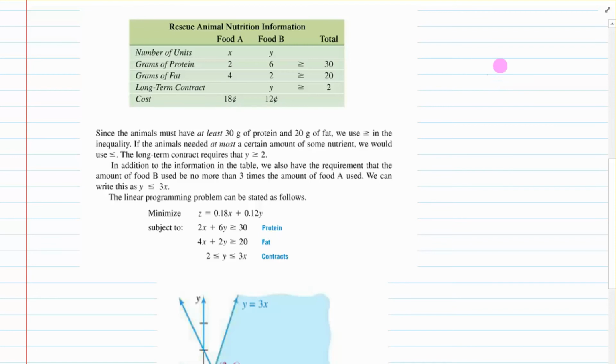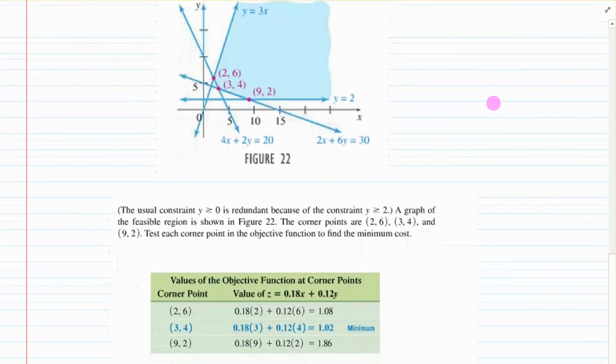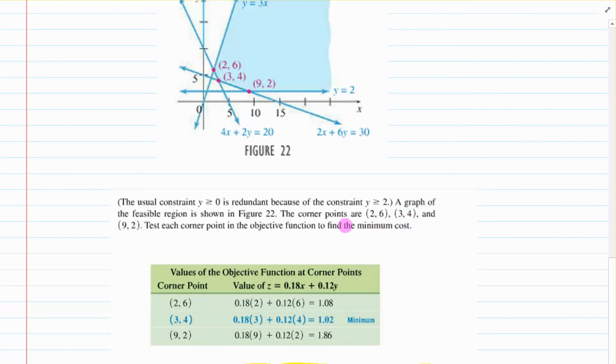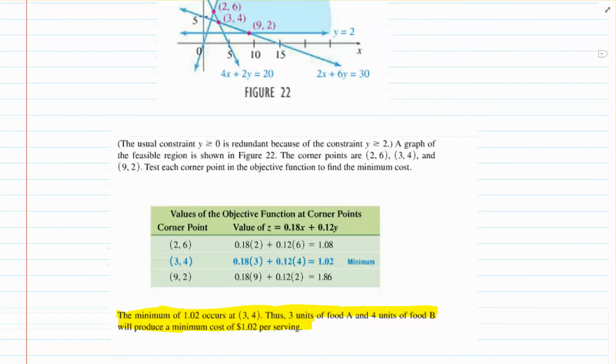That's the contracts. So if they went down here and they graphed those lines, the constraints, we had y equals 2, we had y equals 3x, that's that thing separated, and then we had 2x plus 6y equals 30, and 4x plus 2y equals 20. So we did that. Here is our region that we're going to look at. We've got 3 corner points. Corner points are (2, 6), (3, 4), and (9, 2). You test each of those in the objective function. You get 1.02 is the smallest of those 3 numbers. That is the minimum. So the minimum of $1.02 occurs at (3, 4). That means 3 units of food A and 4 units of food B will produce the minimum cost of $1.02 per serving. Okay? So let's try it on the homework problems.